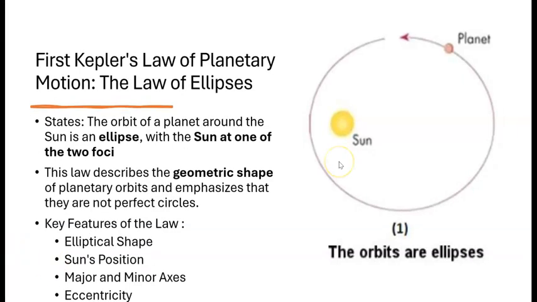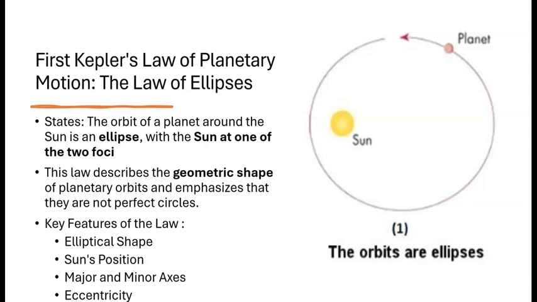Okay, so first, we look at the first Kepler's law of planetary motion, also known as the law of ellipses. This first law states that the orbit of a planet around the sun is an ellipse with the sun at one of the two foci. So this law basically describes the shape of the planetary orbit. The planetary orbit is not a perfect circle; it's an elliptical orbit, and an ellipse has a few features.